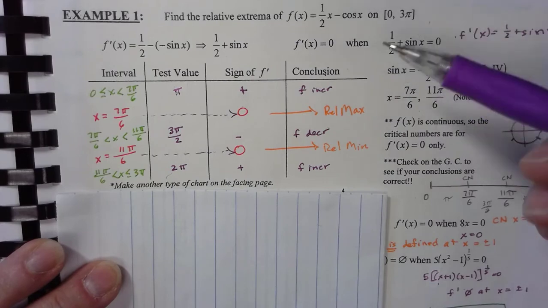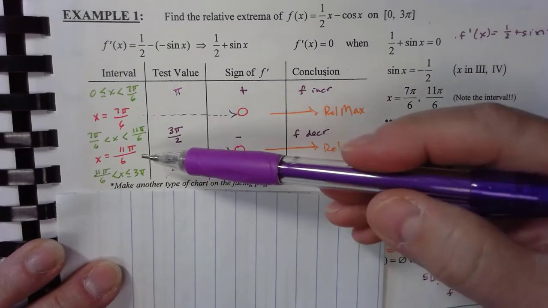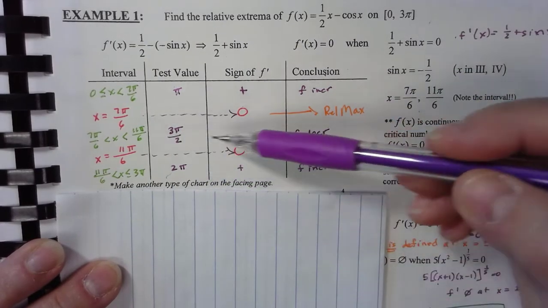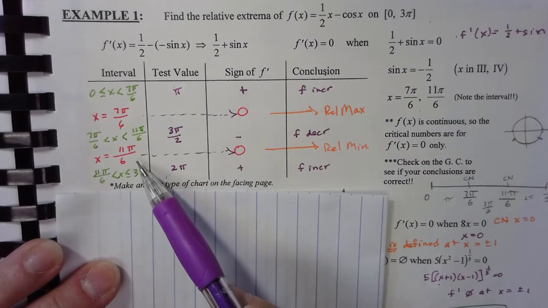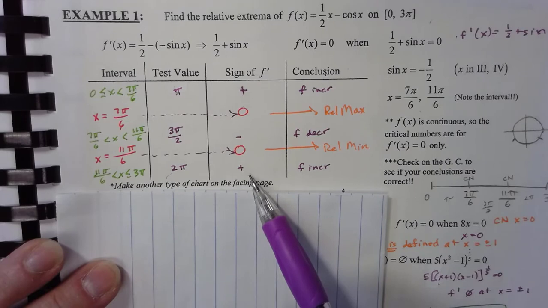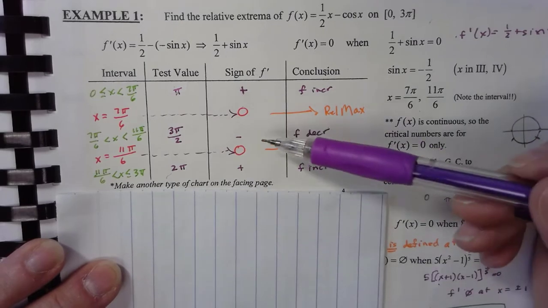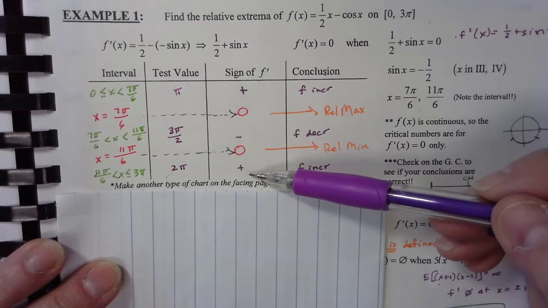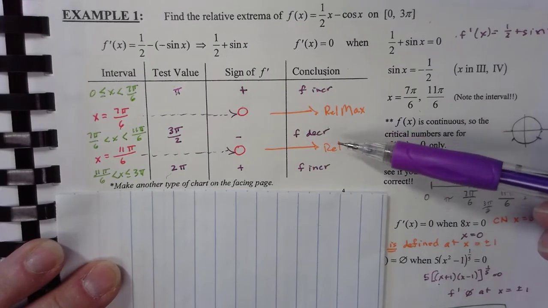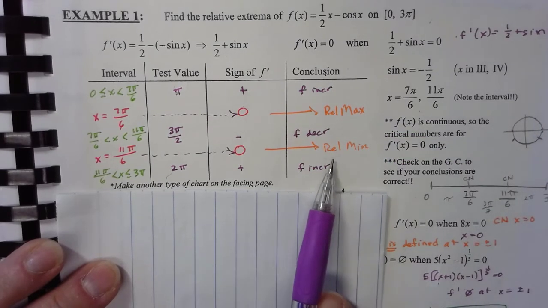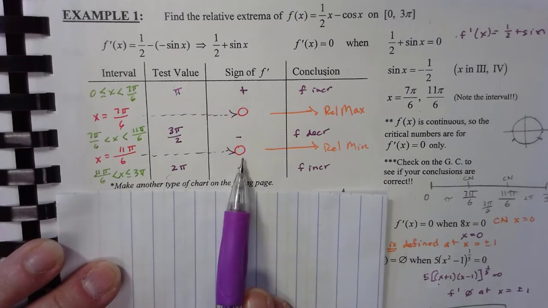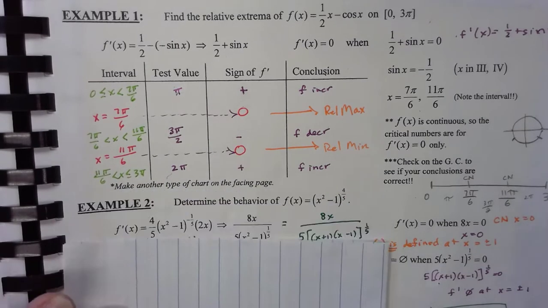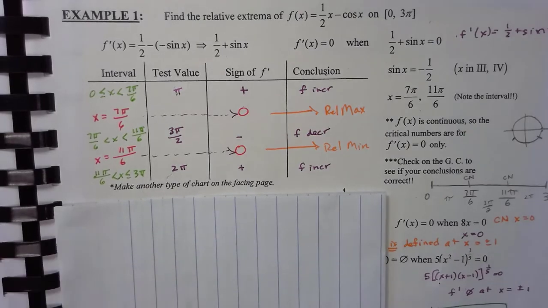Likewise, when we move from 7 pi over 6 to 11 pi over 6, my derivative is negative, so we're decreasing. And at 11 pi over 6, my sign of my first derivative changes. So I go from negative first derivative to positive first derivative. So I go from decreasing to increasing behavior. So I've hit a relative minimum at that place where the tangent line has a slope of 0. Now, this is a way to set this chart up.